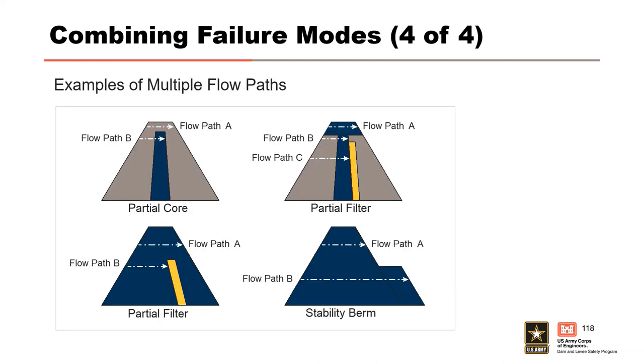Here is a figure showing some examples of cross-sections where different flow paths would need to be evaluated for the same cross-section. You will want to consider flow paths above and below the core, above and below inclined drains and filters, and above and below stability berms. To combine the risk estimates for the different flow paths of a cross-section, we will take the maximum system response probabilities between the flow paths for a given loading.